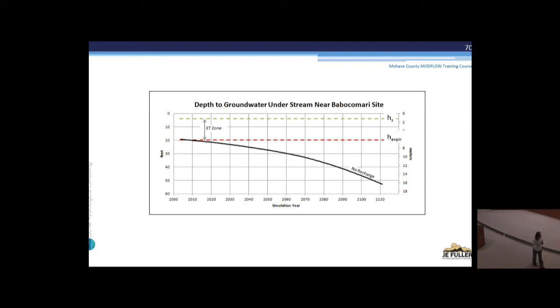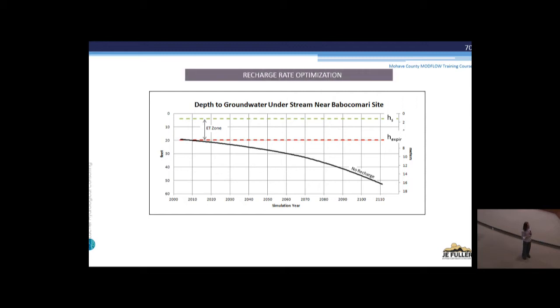This is in feet on this side. So we're talking about 30 feet of difference here from what's actually projected to happen in the future if nothing is done. So this was a goal: to maintain this water level in the groundwater system under the Babocomari. How much would it take and when? So we tried 500 acre-feet per year at one site, and this was the result.